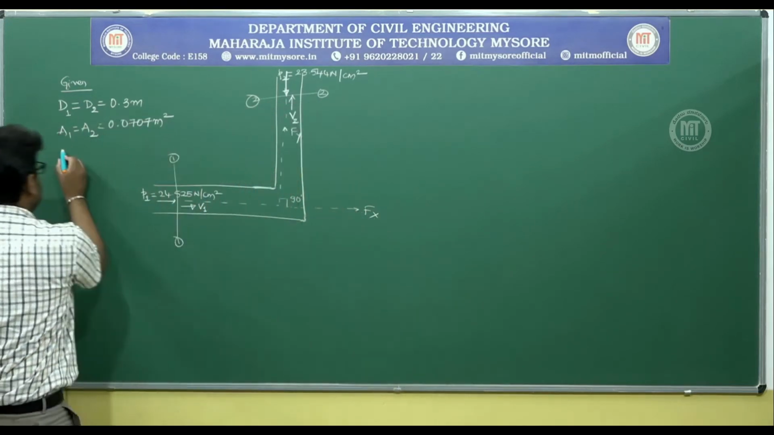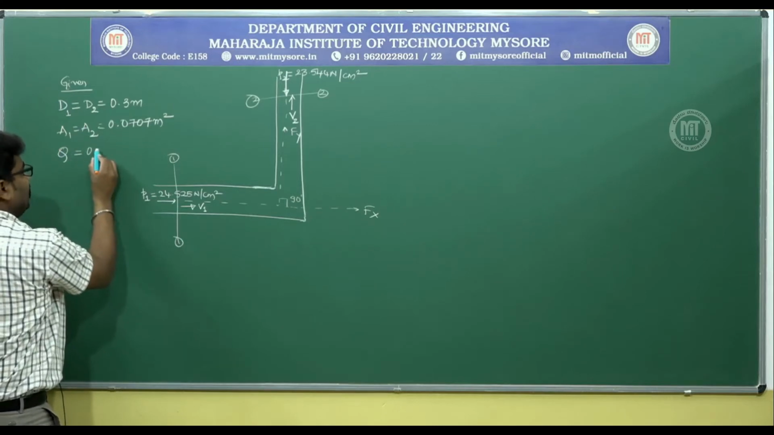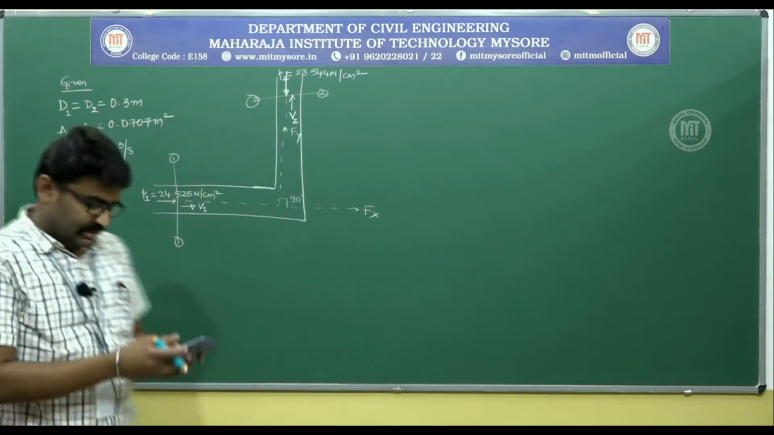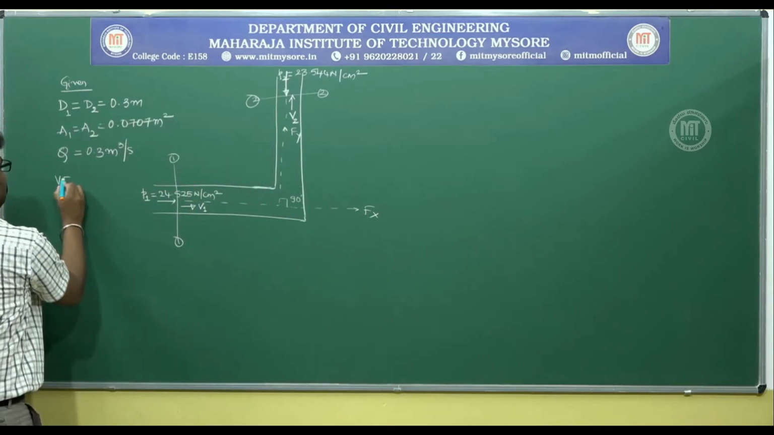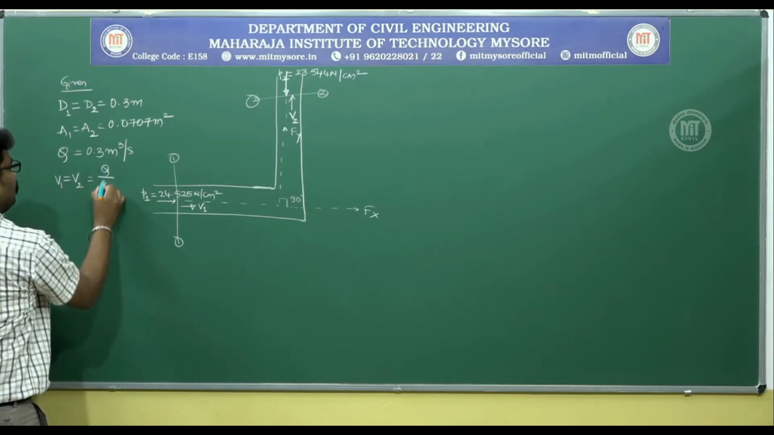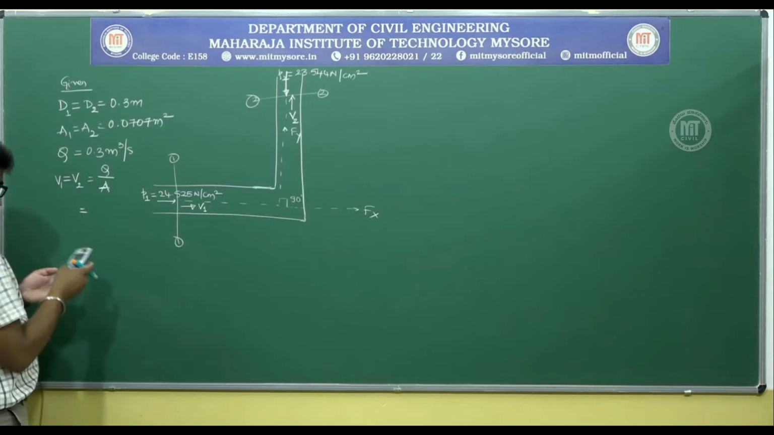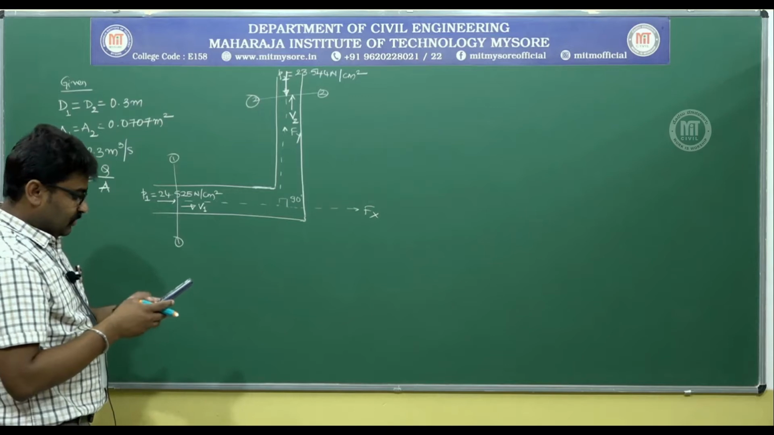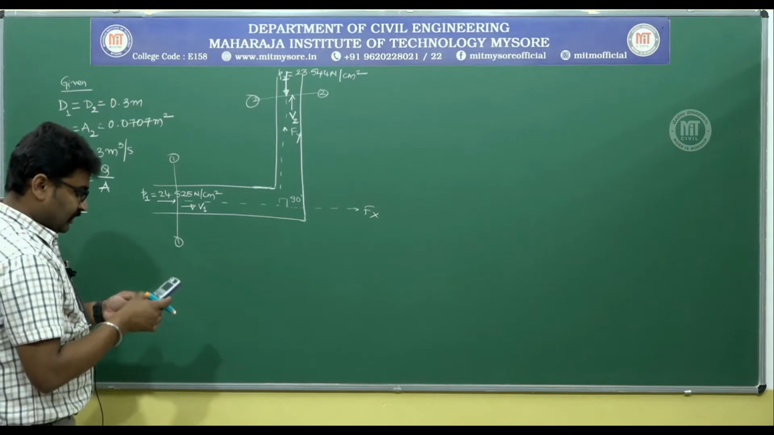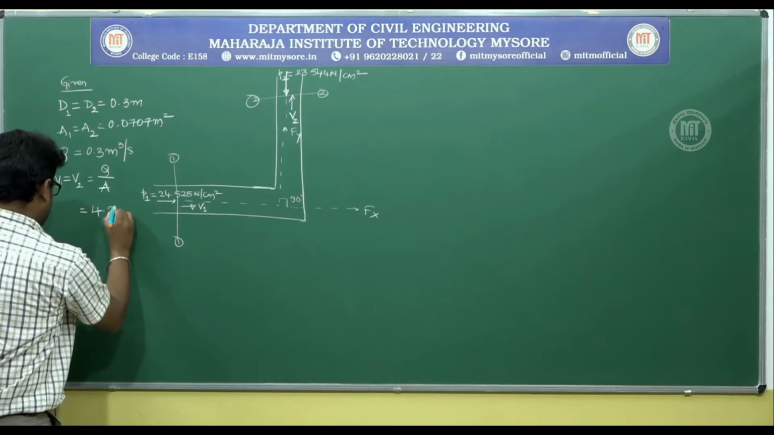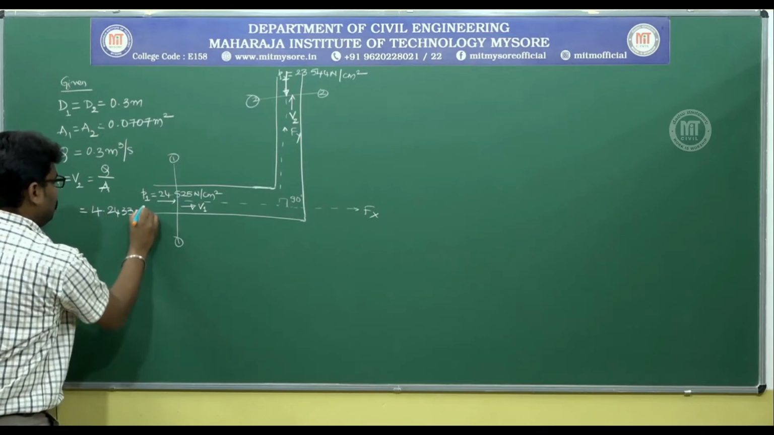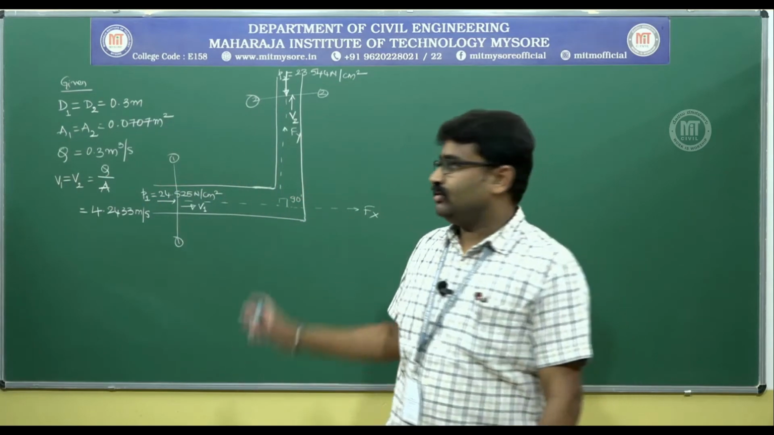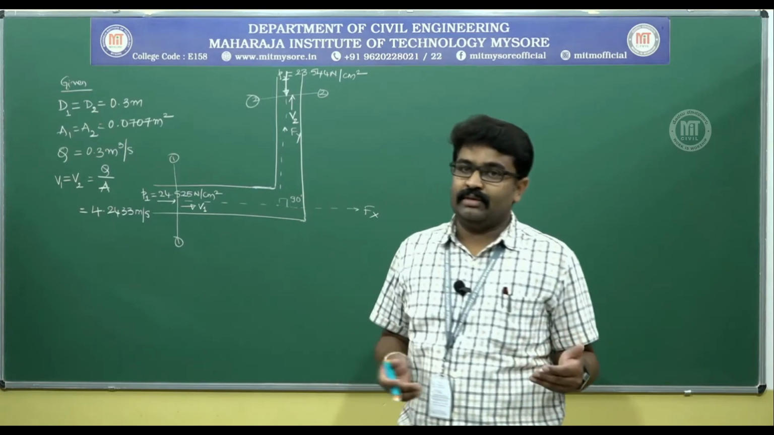Additionally, you have been given discharge. What is the advantage of having discharge? Once you know area and discharge, you can calculate what is the velocity. So, you have V1 equal to V2 equal to Q by A. That means 0.3 divided by area, 0.0707. That gives you 4.2433 meter per second. So, now when you apply impulse momentum equation to the entire setup, what do we know from impulse momentum equation?